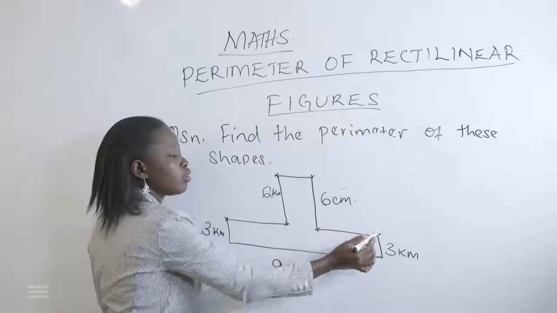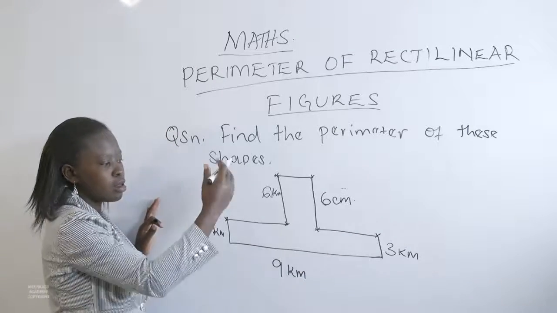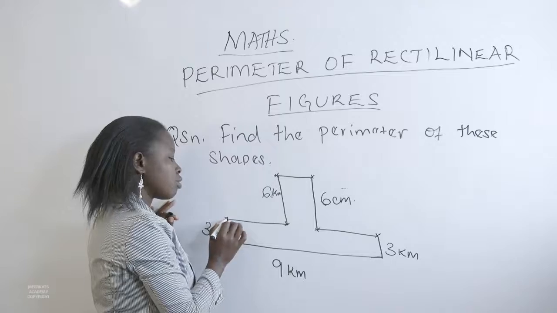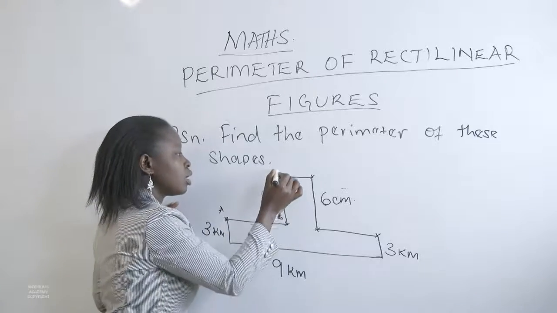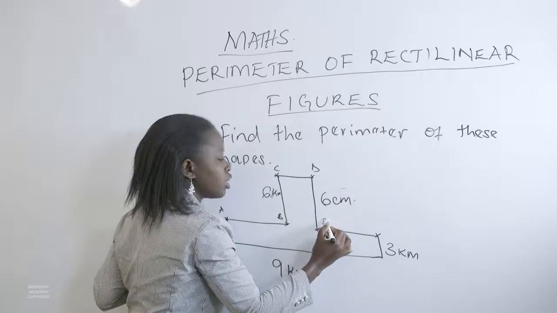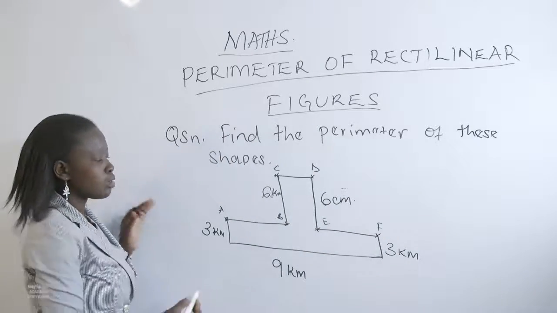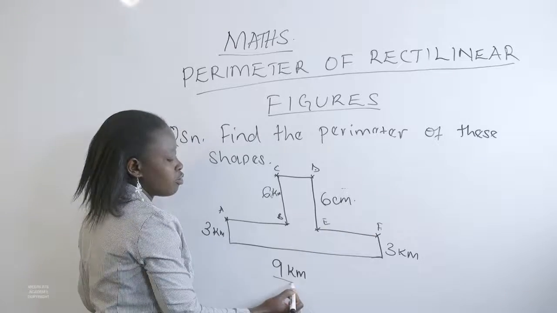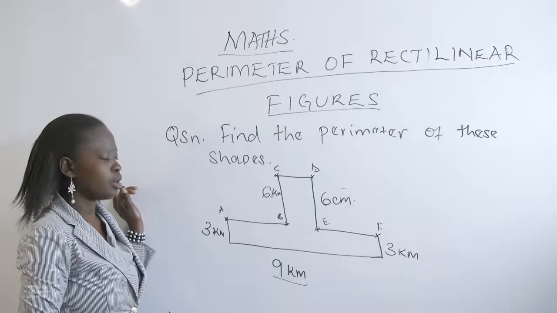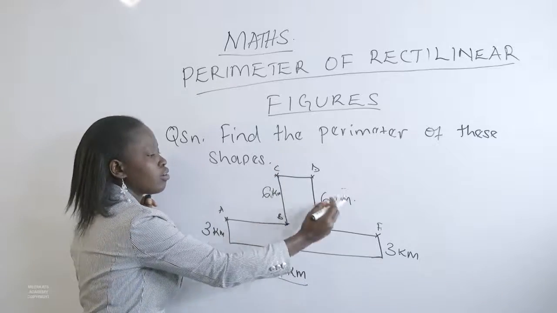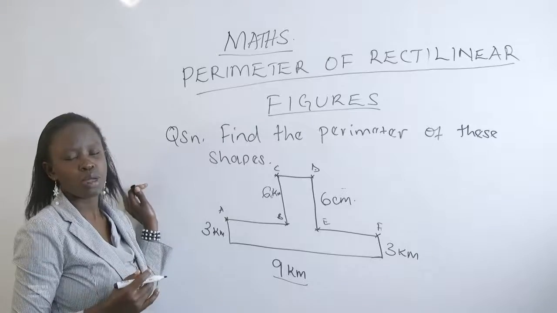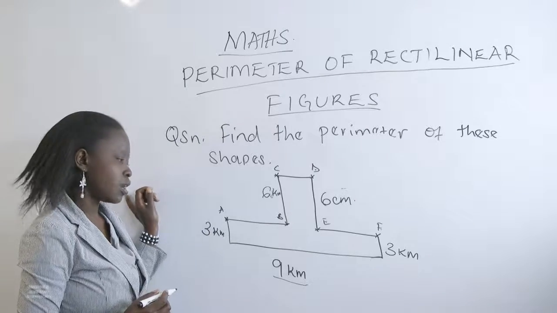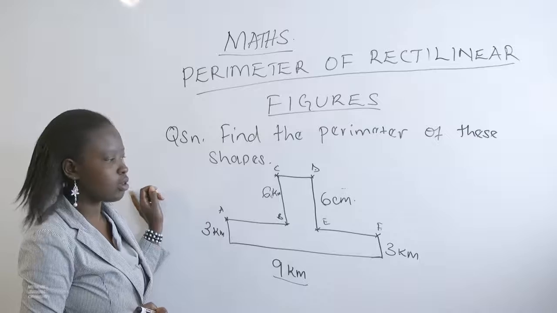So the whole of this distance on the upper side of the shape, if we combine these distances that we have, maybe I label this point A, this is point B, this is C, D, then we have E and F. If those are the sides, then it means AB plus CD plus EF should give me a total of 9 kilometers. So I'll have the 9 kilometers here, then I have the 9 kilometers that will bring about the combination on the other end, so that we have the distance around the given figure. So can we get the perimeter of this given figure?